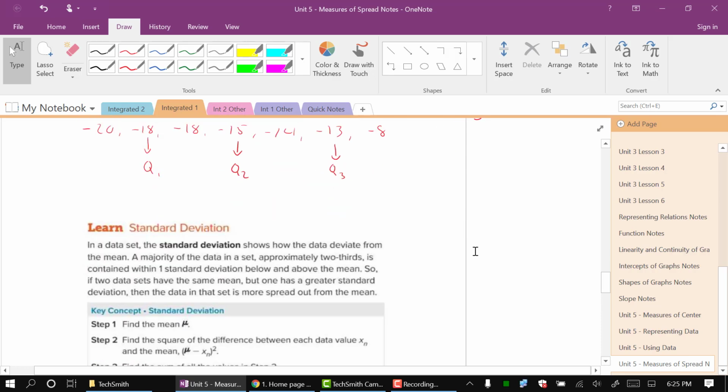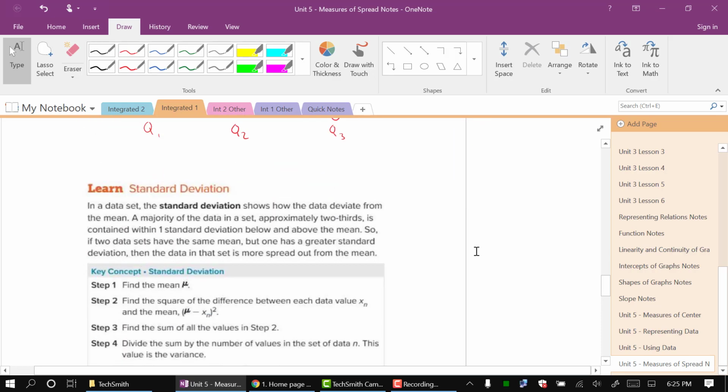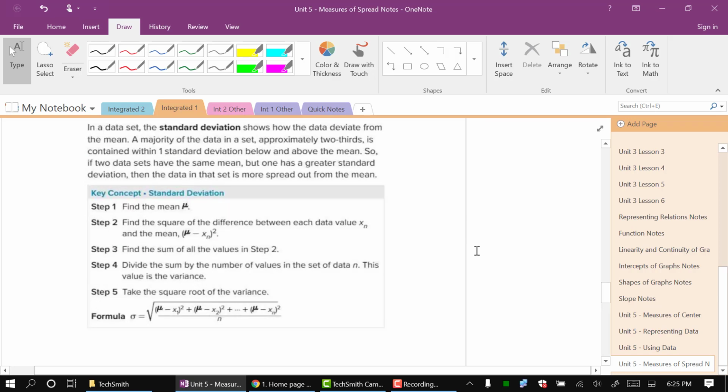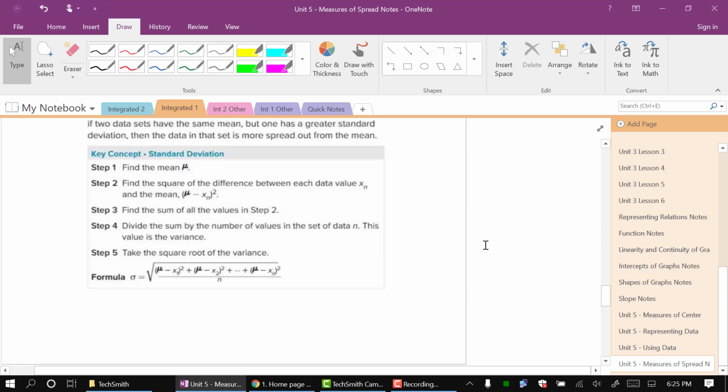In a data set, the standard deviation shows how the data deviates from the mean. So we're going to figure out how close to the mean our data is. First we want to start off with finding this Greek letter right here known as mu. After we find mu, then we're going to find the difference between mu and each data value, and then square it. Then we're going to sum all that together, divide that by the number in our data, and then take the square root.